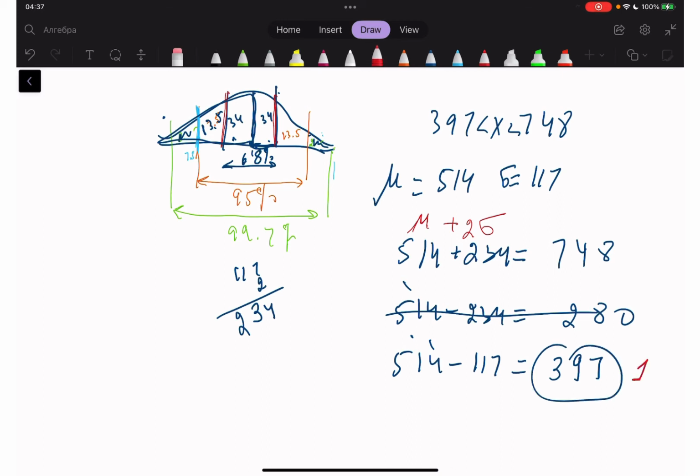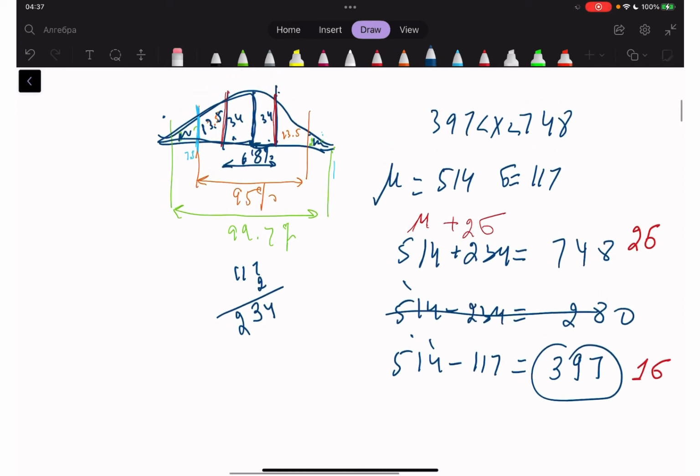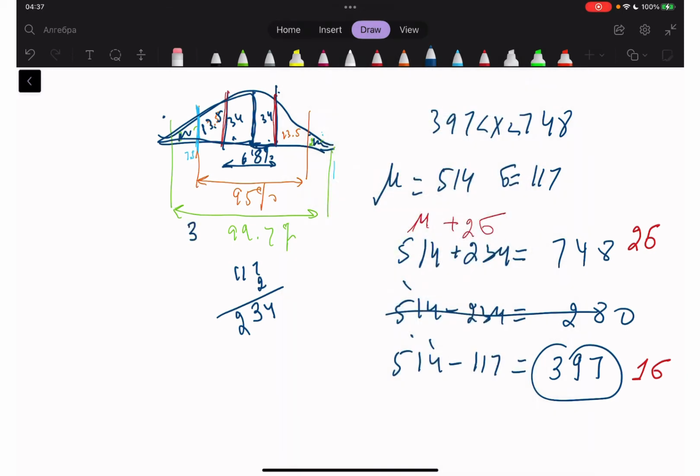Here we have 1 standard deviation. Here we have 2 standard deviations. So let me write down, this is 3 standard deviations. This is 2 standard deviations. This is 1 standard deviation.